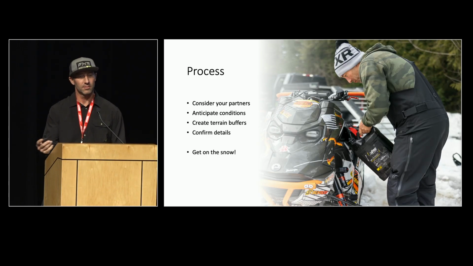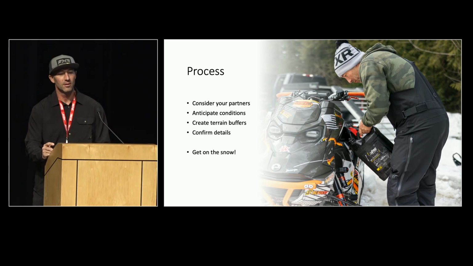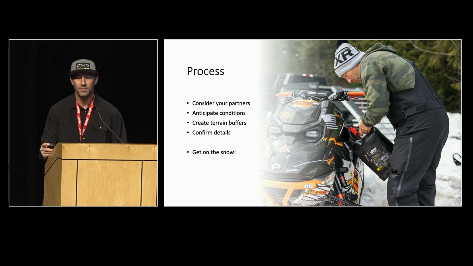The daily process: consider your partners, anticipate conditions, create terrain buffers, and confirm details. This should sound the same no matter what mode of transportation or device you're using in the backcountry. However, each of these steps is pretty much dialed in at a different perspective. For sledding, we tend to have a broader scope. For example, certain terrain buffers might be talking about avoiding one aspect of a creek on this drainage while moving to another aspect on the drainage around a corner, or perhaps avoiding all north aspects at a certain elevation and above. The higher the danger rating, the more detailed a plan and better understanding of the zone is needed.